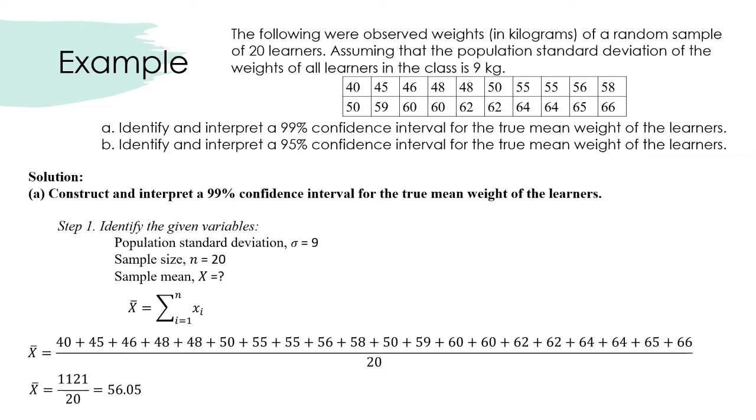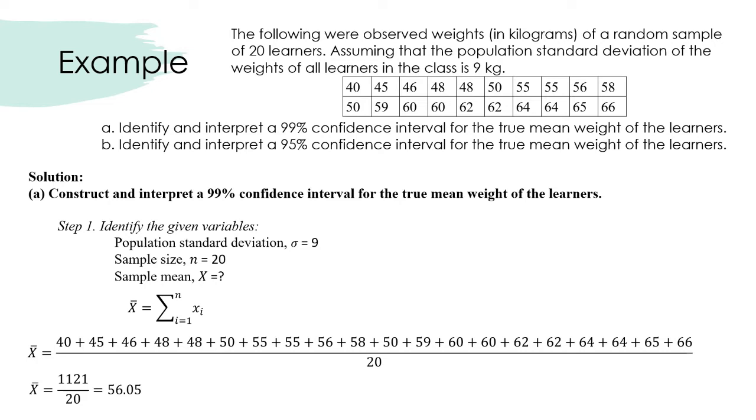The questions are: identify and interpret a 99% confidence interval for the true mean weight of the learners, and identify and interpret a 95% confidence interval for the true mean weight of the learners. Let's have the first question. Construct and interpret a 99% confidence interval for the true mean weight of the learners.